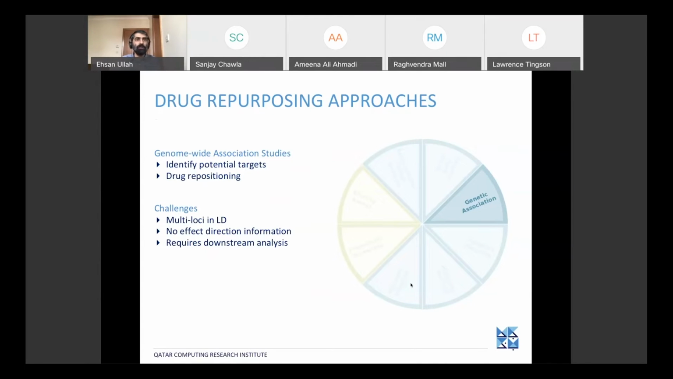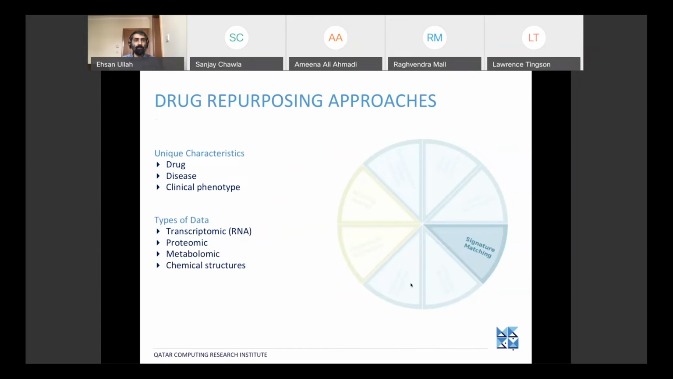For example, in gene-rich loci, where strong linkage disequilibrium is present, identification of causal genes becomes really very difficult. And also these studies don't provide information about direction of effect of the gene variant, which requires further functional analysis to check if the variant has an inhibiting or a promoting effect. And also GWAS requires further downstream analysis to identify proteins and pathways which can be potential targets for drug repurposing.